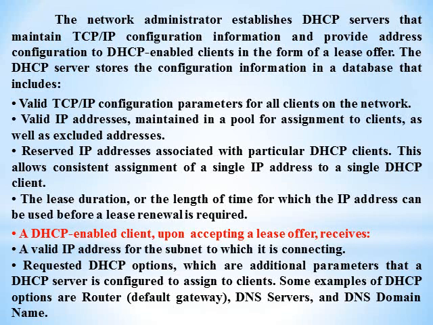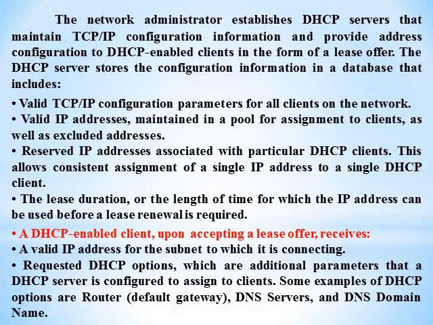The DHCP server stores the configuration information in a database that includes valid TCP/IP configuration parameters for all the clients on the network, valid IP addresses maintained in a pool for assignment to clients, as well as excluded addresses, and reserved IP addresses associated with particular DHCP clients. This allows consistent assignment of a single IP address to a single DHCP client. It also includes the lease duration, or the length of time for which the IP address can be used before lease renewal is required.